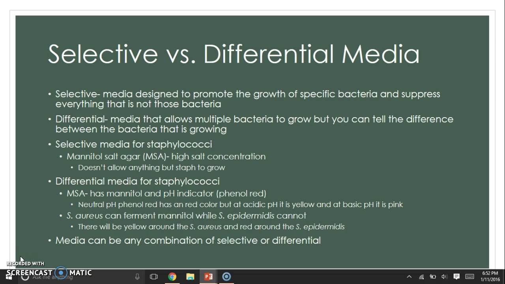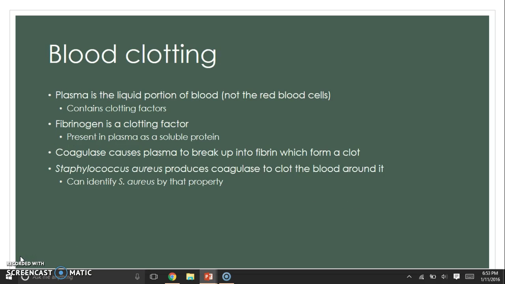You can be just differential, where you have a general medium that allows everything to grow, but maybe it allows gram positive to grow and be one color, and gram negative to grow and be another color. Or you can be selective and differential, like we see in this MSA agar, the mannitol salt agar, that selects for Staphylococcus, but then differentiates between epidermidis and aureus. So you can be any combination of selective or differential. It just depends on the media you're using.